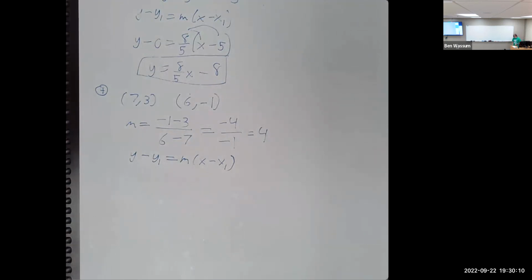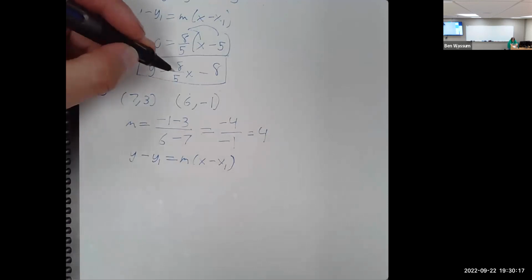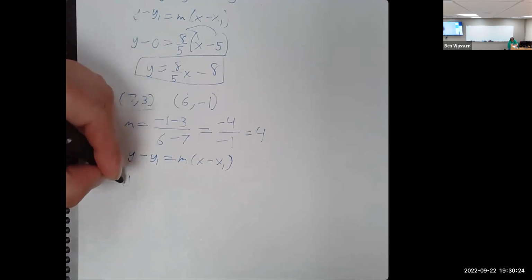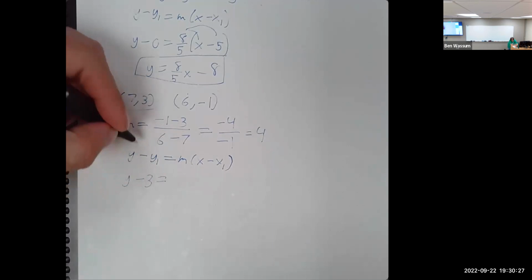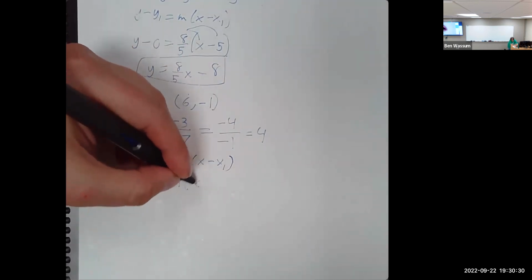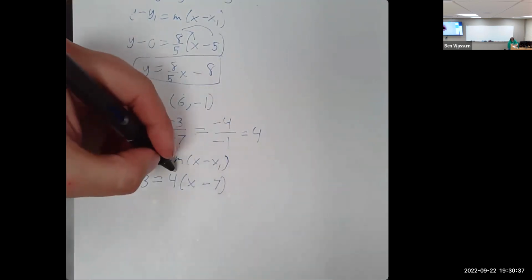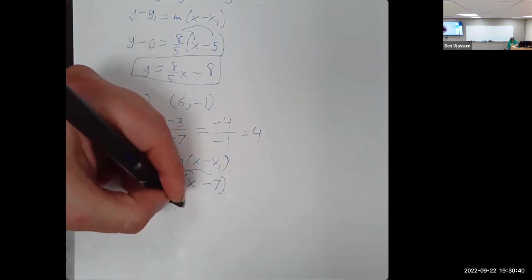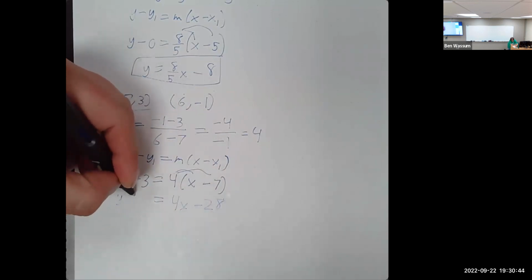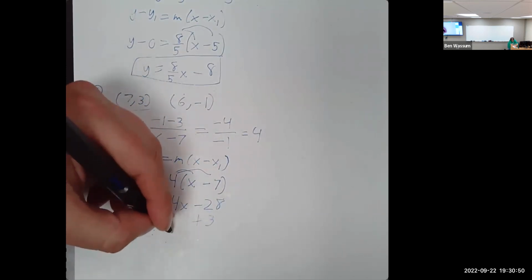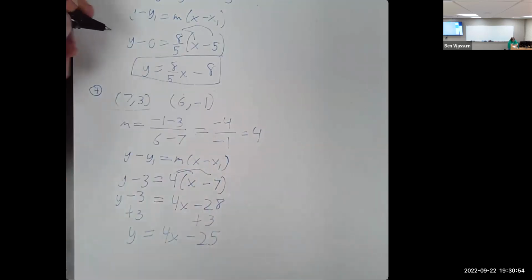Now, we can pick either point, doesn't much matter. Doesn't matter at all, in fact. I'm just gonna go with this first one. So we're gonna use that one. We have y minus the y value, 3, is equal to m, which is a 4. X minus the X value, which is a 7. Okay. So that 4, of course, distributes through. We end up with 4X minus 28. And then we can add the 3 over. And we have Y is equal to 4X minus 25. Not bad at all, right?